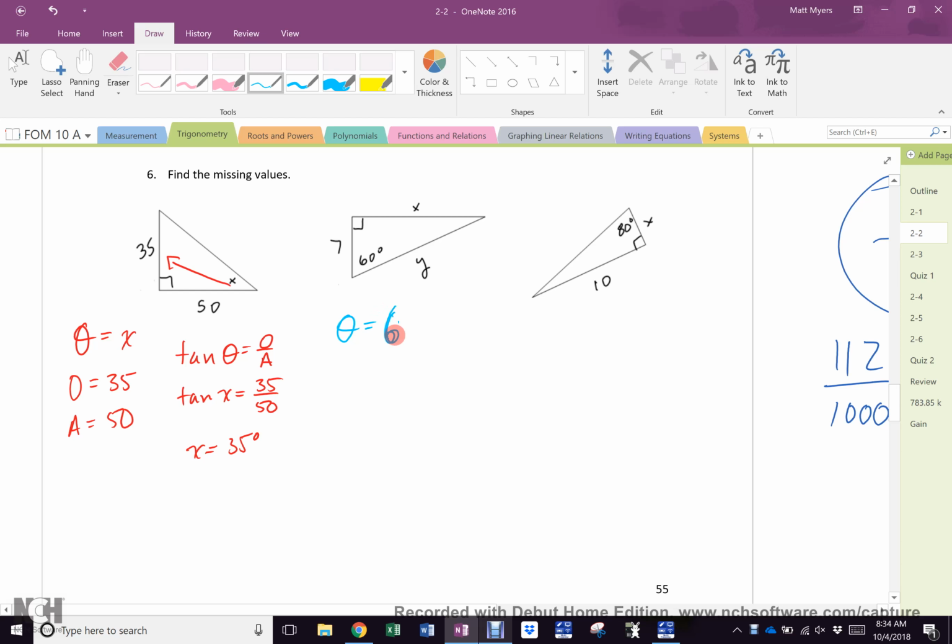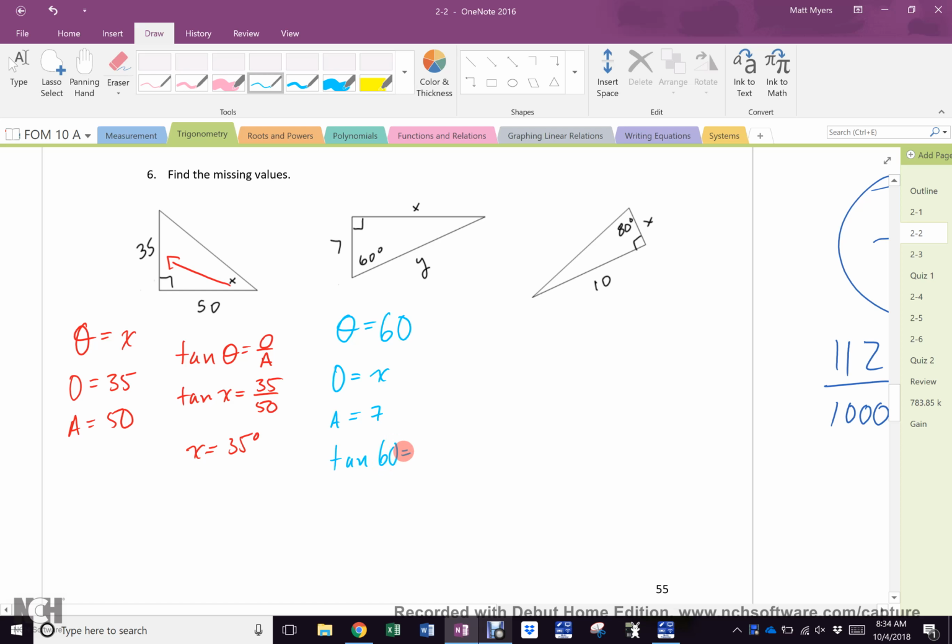I now have set up my opposites and my adjacents, yes? Once I've set up a theta, I have my opposites and adjacents. So what is opposite to my theta? X. What is adjacent to my theta? 7. What uses opposite and adjacent? Tan of what?